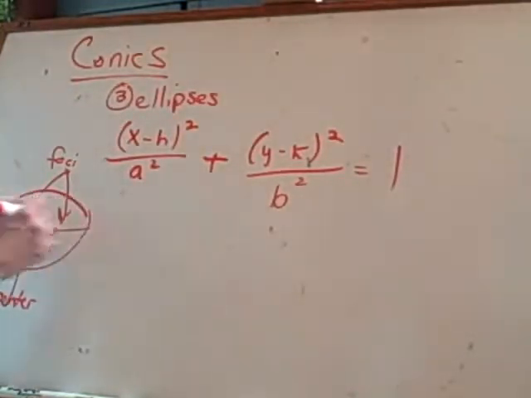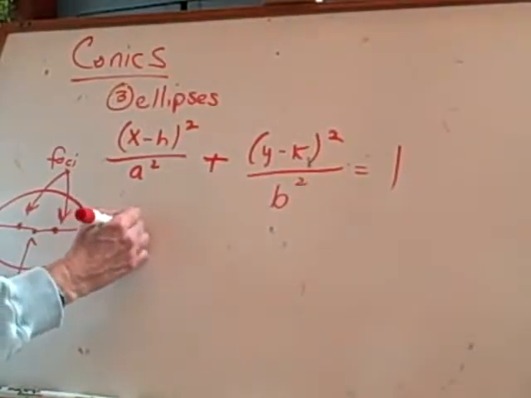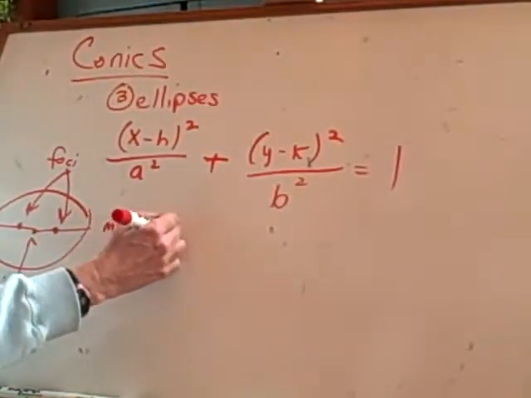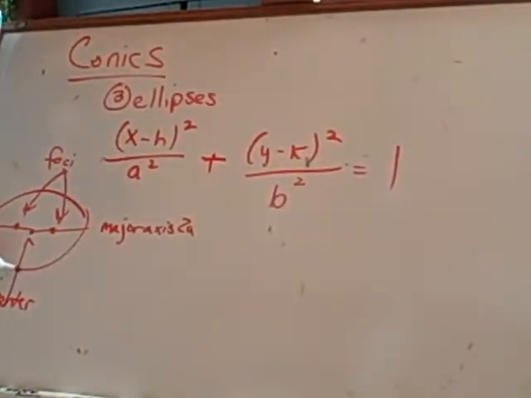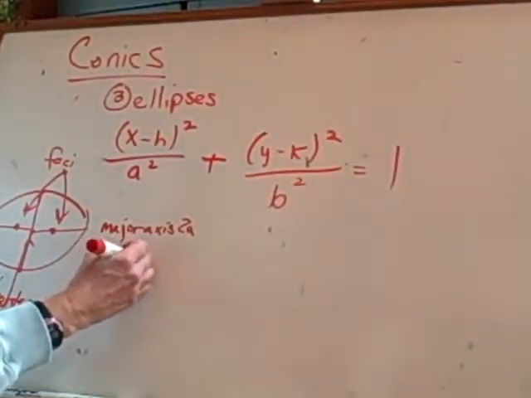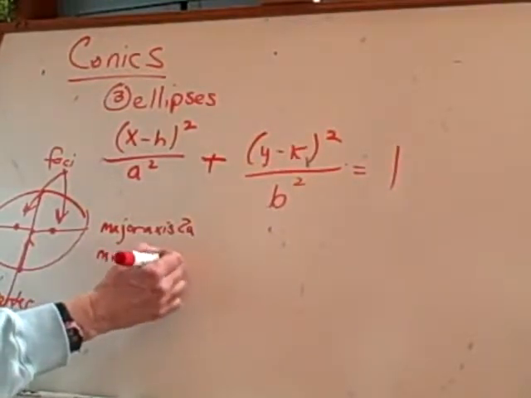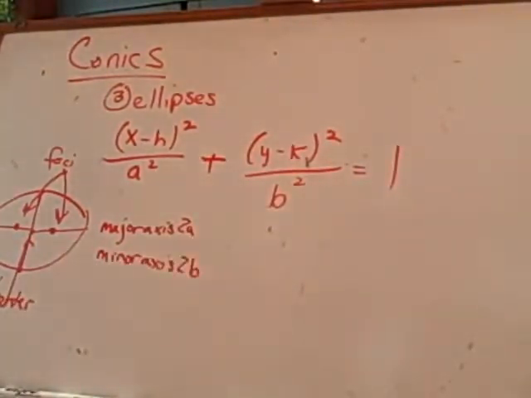This whole thing is 2A. The major axis is from one end to the other, and major axis is equal to 2A. This would be my minor axis, from down here through the center. See this? That whole thing would be 2B. Minor axis is 2B.